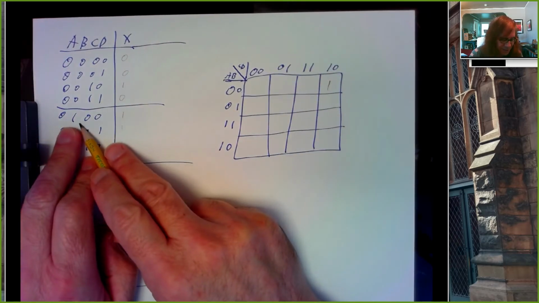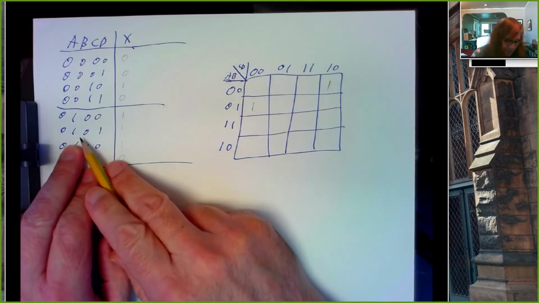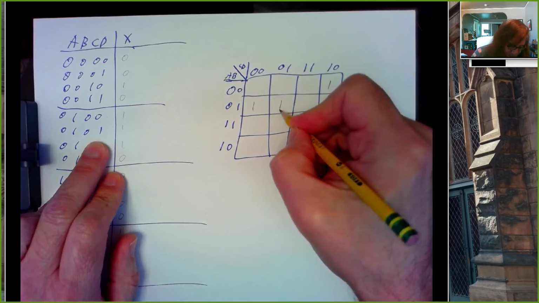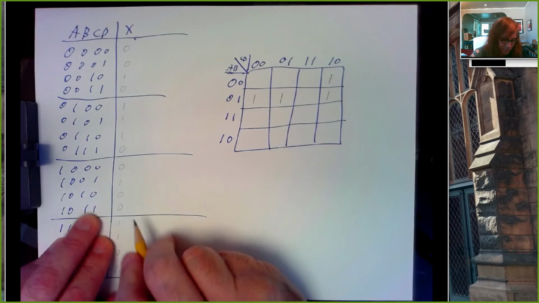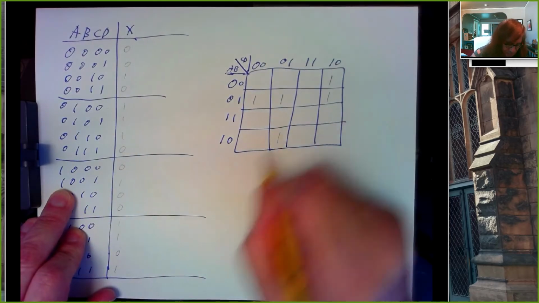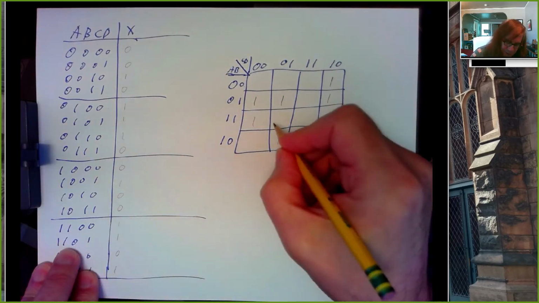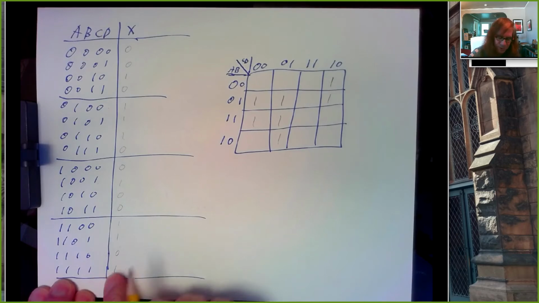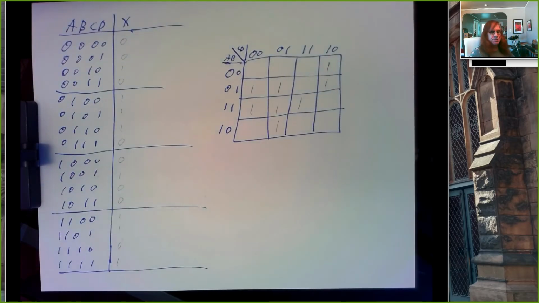I also want AB is 0, 1, CD is 0, 0. That's this box right here. 0, 1, 0, 1, that's this box. And 0, 1, 1, 0, that's that box. 1, 0, 0, 1, so 1, 0, and 0, 1. And then 1, 1, 0, 0, 1, 1, 0, 1, and this last row is 1, 1, 1, 1. That's this box right here. All right. Any question about how I put those ones in?